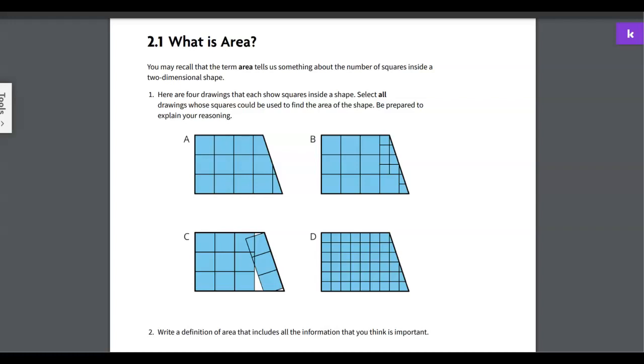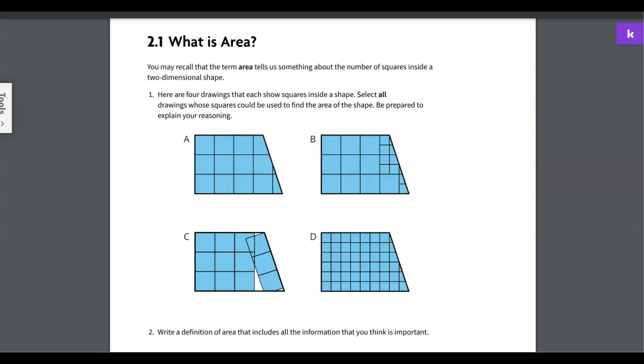With this assignment, what you are going to do is recall that the term area tells us something about the number of squares inside a two-dimensional shape. Remember today we talked about what one-dimensional means, we talked about what two-dimensional means, and we talked about what three-dimensional means. And here on this document that you see in front of you, we're talking about two-dimensional shapes.